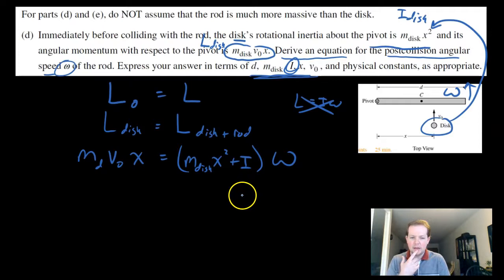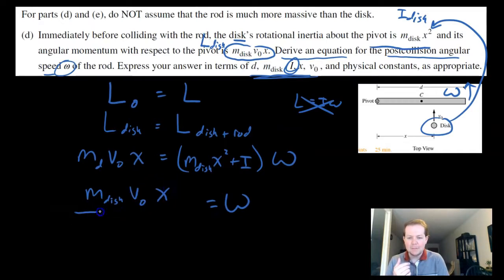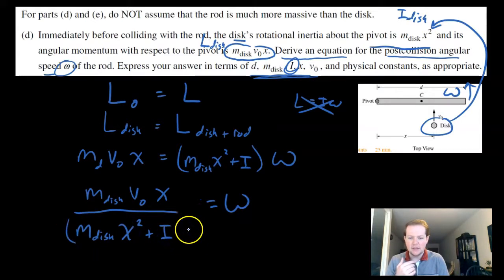So then what would I do? To solve for omega, I would divide. So I have m disk times v naught times x, divided by m disk times x squared plus I, just like this. Maybe I could reduce, but this would be difficult to reduce. This isn't a super easy fraction thing, so I'm going to leave it like this. Okay, and I think that looks good.